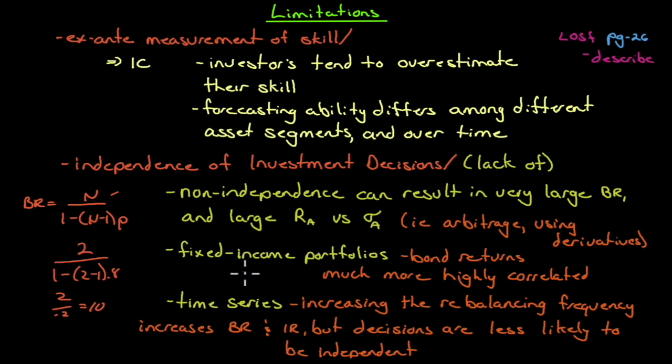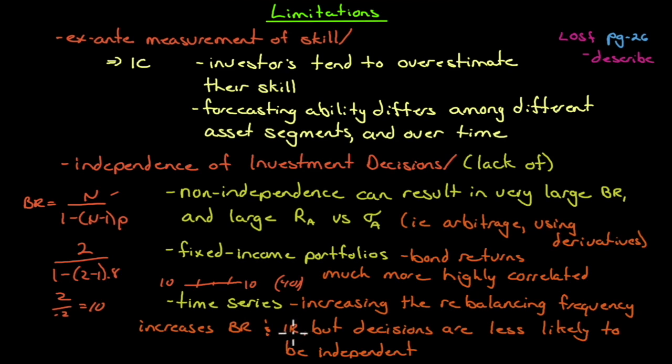Fixed income portfolios, bond returns are much more highly correlated. One of the other things we said for independence is that there is no correlation between the active returns. Well, for bond portfolios, there is. Time series, increasing the rebalancing frequency increases BR. So if we say that, look, we have 10 securities and we go a full year and we reevaluate the 10, those are 10 independent events for the year. But if you say, well, let's go every quarter, well, suddenly now your BR is 40 out of 10 securities.